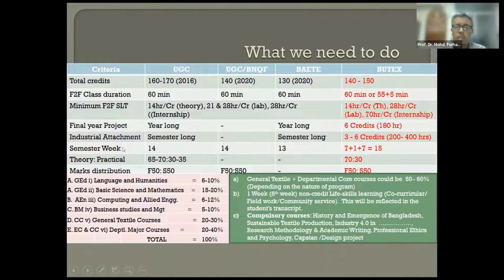And semester week, currently it is 15 weeks, but we propose weeks is only for the lecture period, and an extra 1 week. You see, we also proposed for OBE curriculum 15 weeks. However, first 7 weeks for classes, then 1 week for extracurricular activities, co-curricular activities and community service to learn the affective domain, to cover the affective domain.